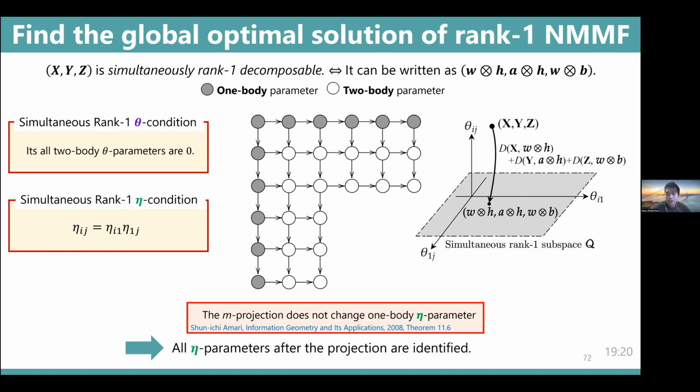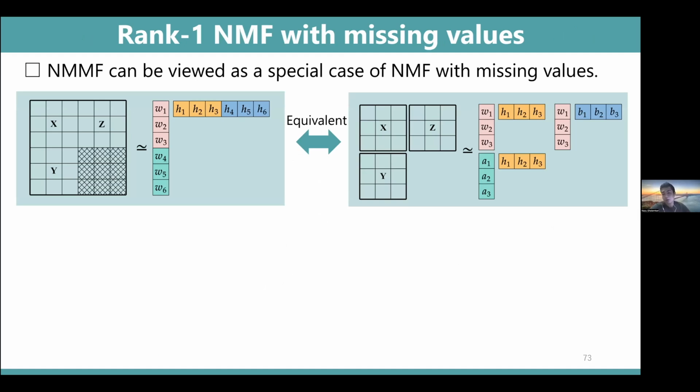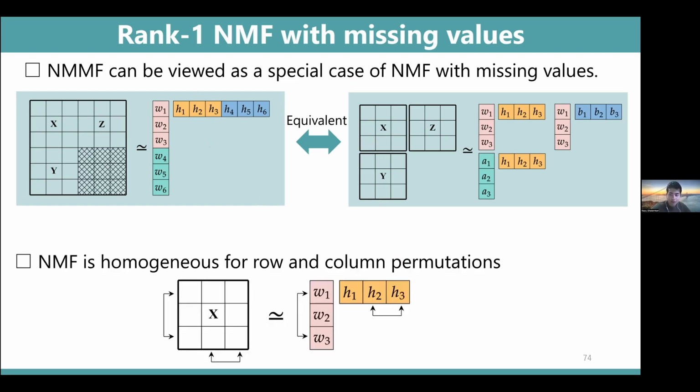This is an overview of the proof of the closed formula of NMMF. Now we have seen the sketch of the proof of the formula. Then we move to rank 1 NMF with missing values as an application of the formula. Our method is based on two basic facts. First, NMMF can be viewed as a special case of NMF with missing values. Second, a factorization after a permutation can be reproduced by permutations after the factorization.